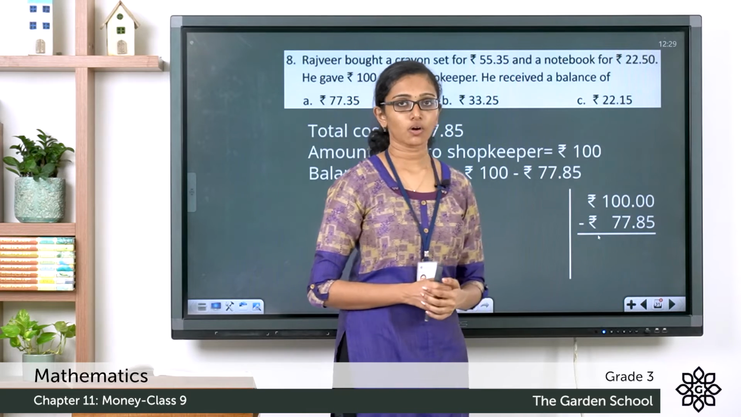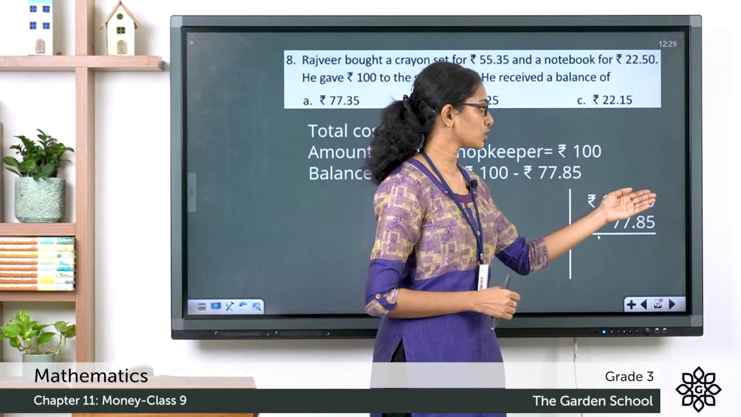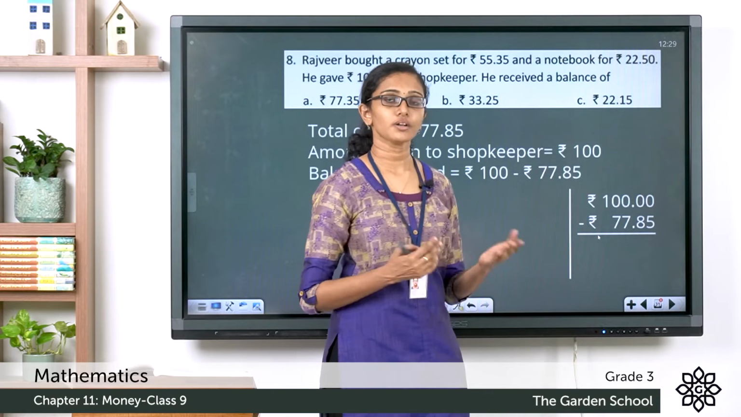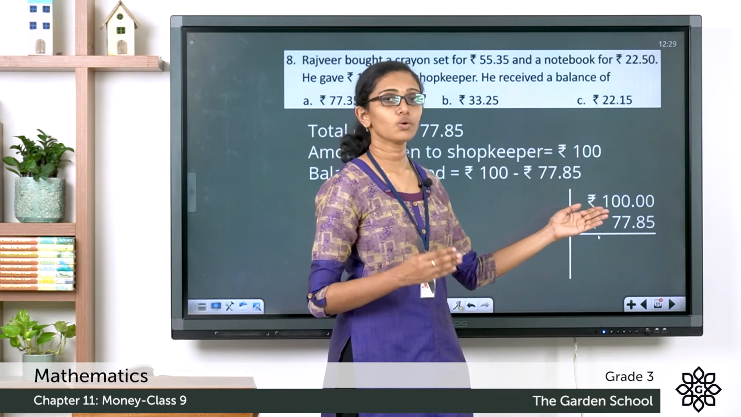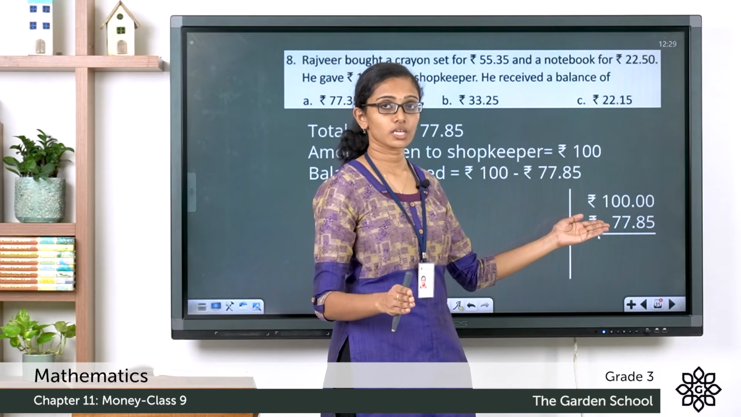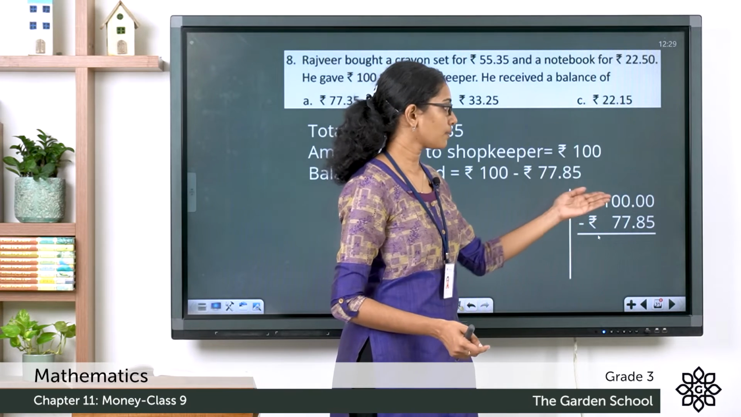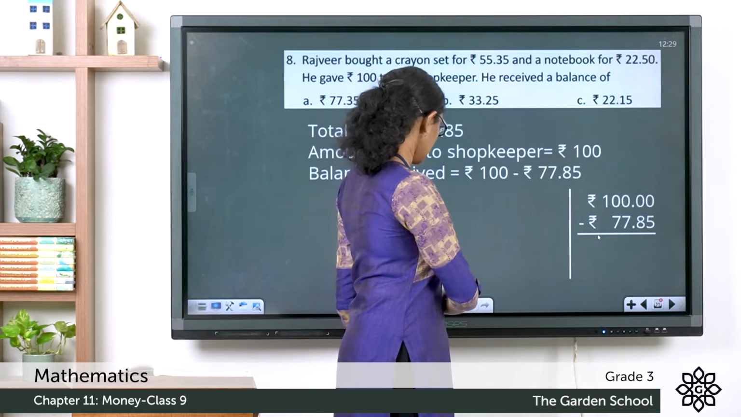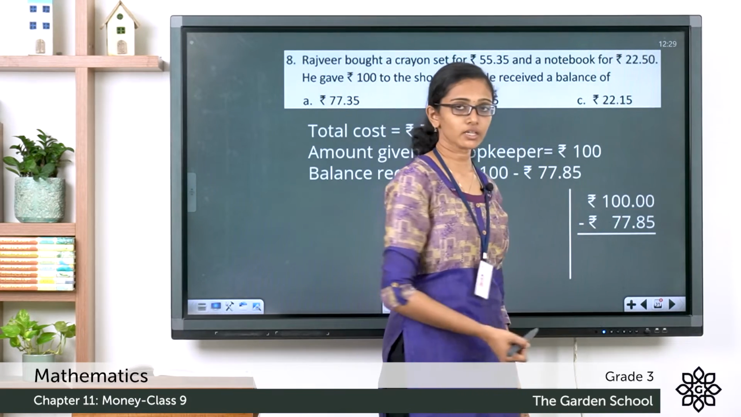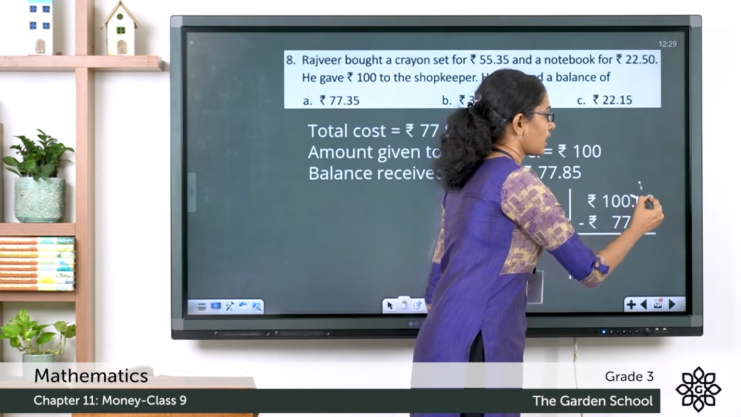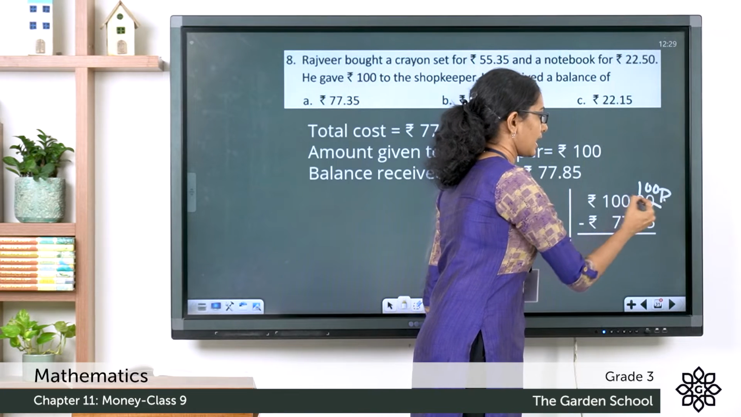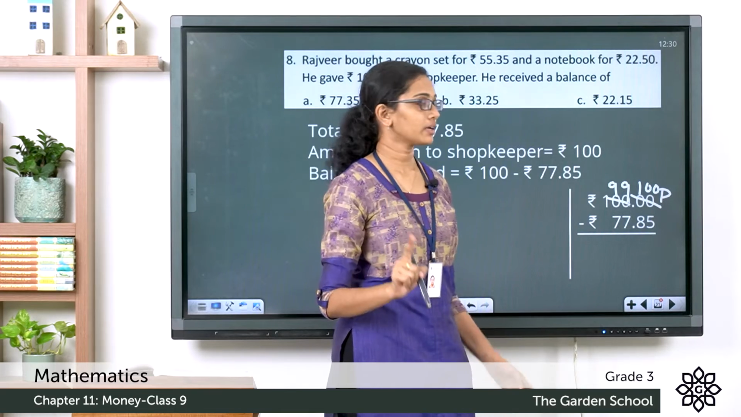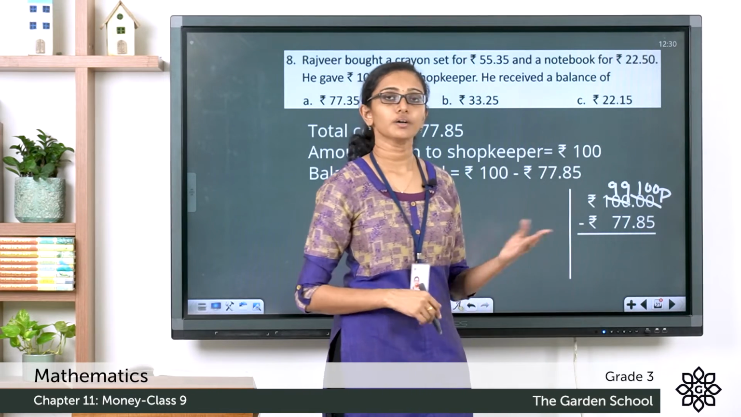Starting from the paise column, here we have 0 paise minus 85 paise. Can we do this subtraction? No. So let's borrow 1 rupee, which is equal to 100 paise, from the rupee column and give to the paise column. So in the paise column we will have 100 paise, and in the rupee column we will have 99 rupee, because we gave 1 rupee or 100 paise to the paise column.